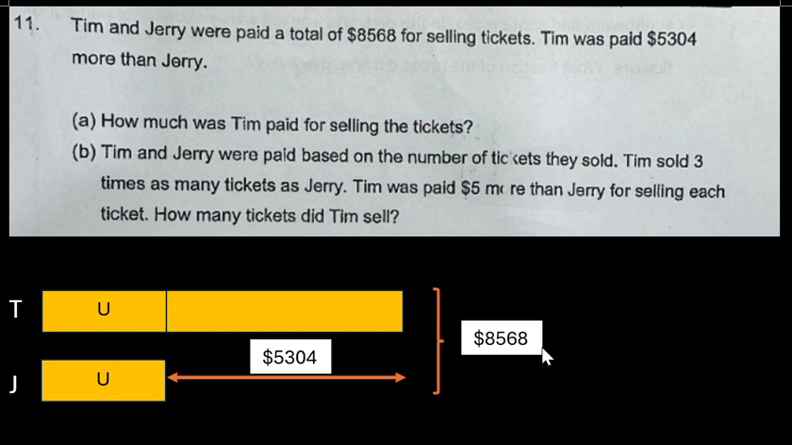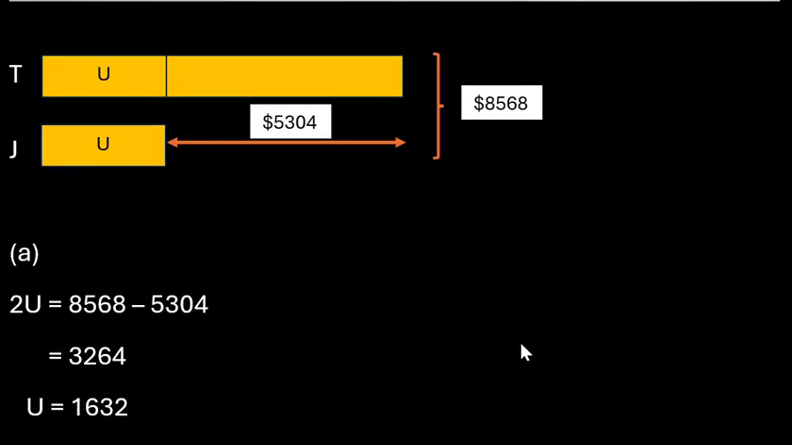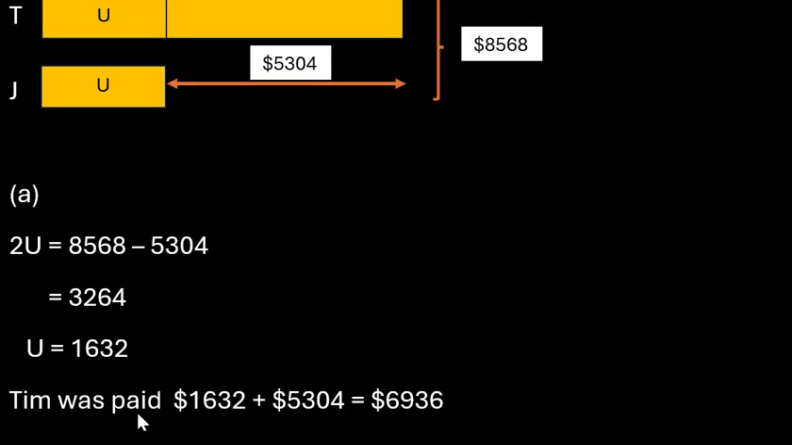So straight away we can see that 2U is equal to 8568 minus 5304, and we get 3264. Divide by 2, and U is equal to 1632. So Tim was paid U plus 5304, which is 1632 plus 5304, or 6936. I believe this is quite straightforward for most students.